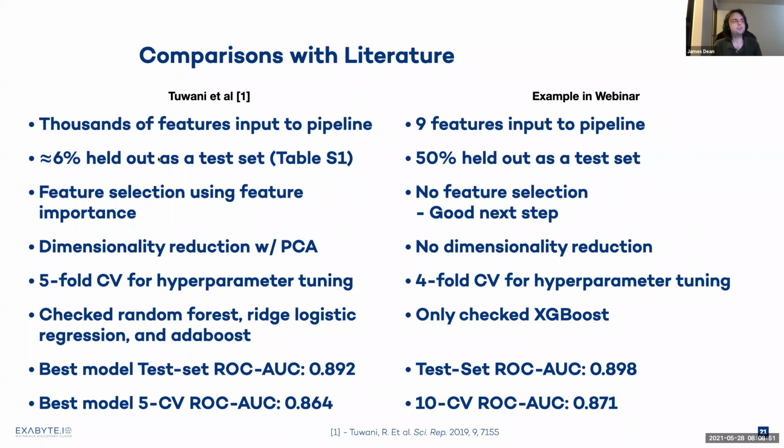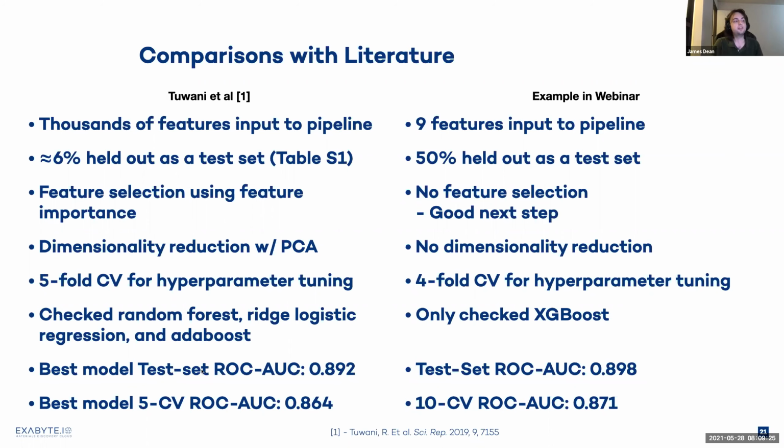They held out about 6% of their data as a testing set, judging by their SI. We held out 50% of the data as a testing set. They used a little bit of feature selection. We didn't, but it would be a good idea if we added more features. They did some dimensionality reduction. We didn't. But again, it's maybe a good idea once we add more features. They used 5-fold cross-validation. We used 4-fold. Not much of a difference there. They looked at 3 different models: random forest, ridge logistic regression, and XGBoost. We only looked at XGBoost.